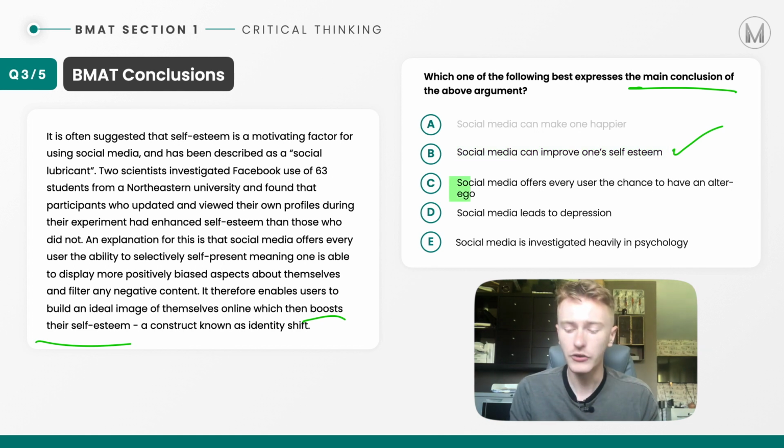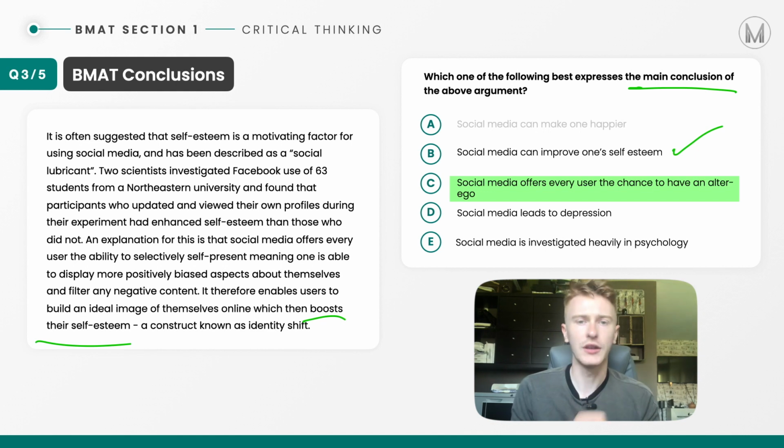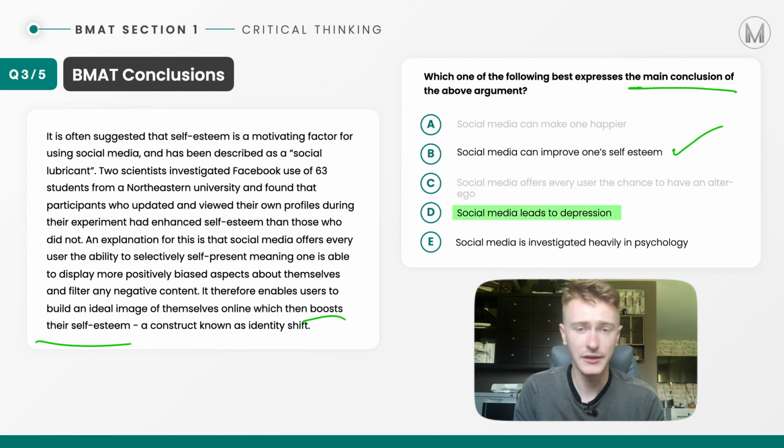Answer option C, social media offers every user the chance to have an alter ego. The exaggeration of saying every user, bear that in mind. I mentioned before that this was only in 63 students. So actually this piece of research doesn't extend to every user, every single person who uses social media. And indeed the author is keeping his conclusion quite closely to the research. So actually answer option C goes a bit too exaggerative in order to fit this passage. Answer option D, social media leads to depression.